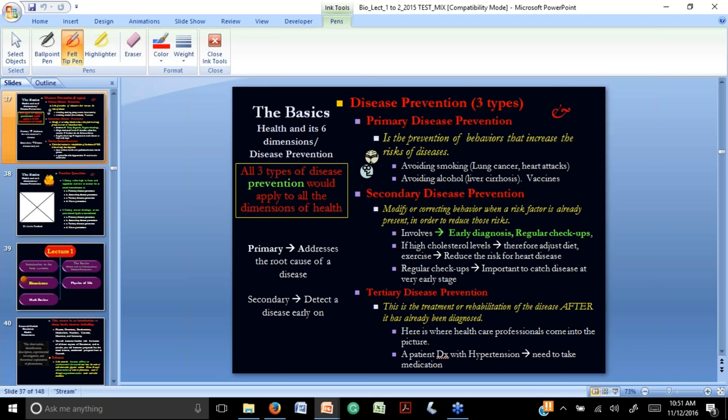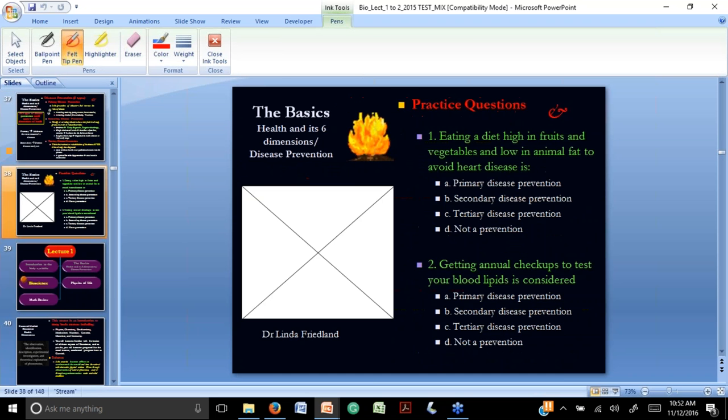So we have primary, secondary, tertiary. Primary: vaccines, risk factors away. Secondary: go to the doctor once every year. And tertiary disease prevention is your treatment.